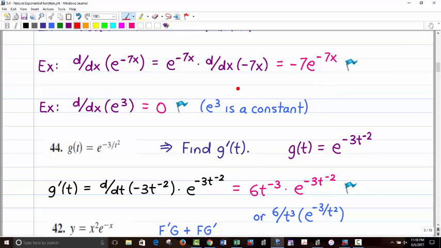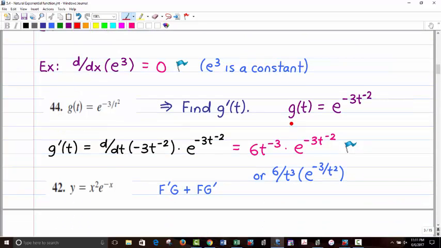Or if you wanted to get real fancy, you could say, well, the derivative of e to the cubed would be e to the cubed times the derivative of 3. Well, the derivative of 3 would be 0, and it's still 0. So the 0 takes out that e to the cube that would be there. But actually the simplest way is just realizing that it was a constant. So that's the end of it.